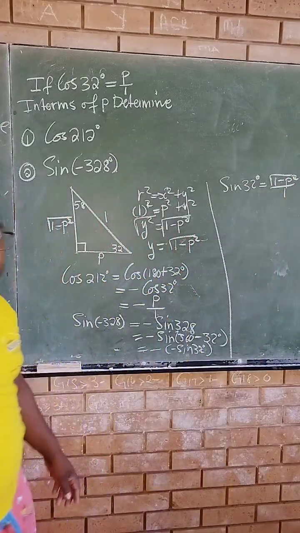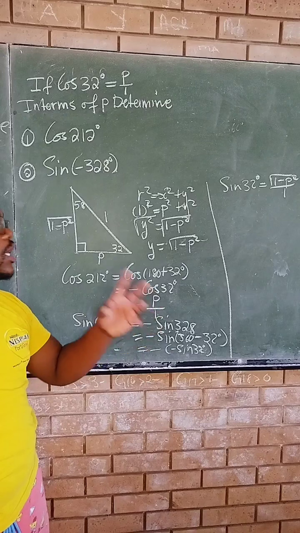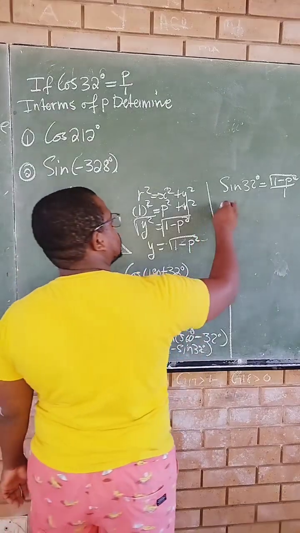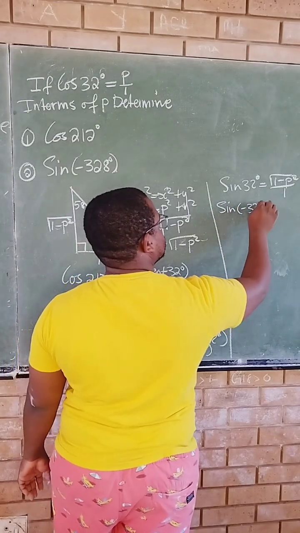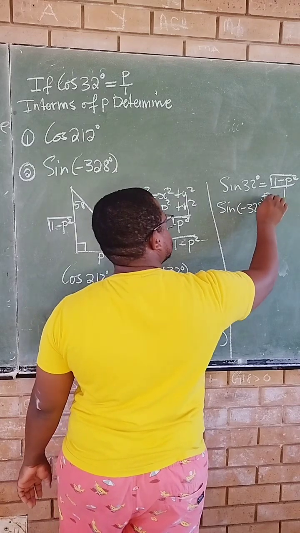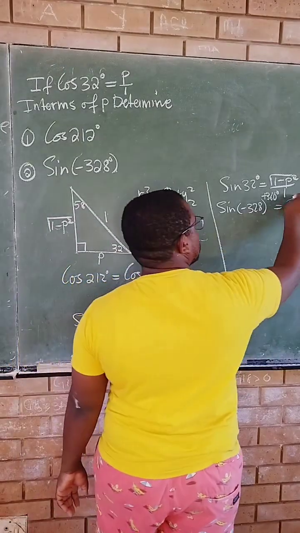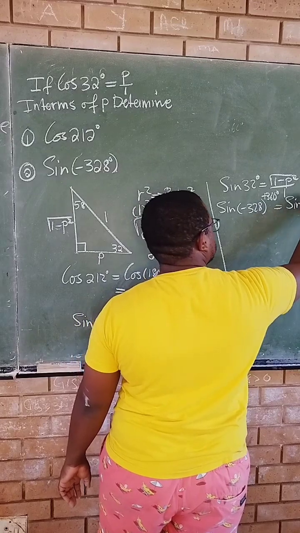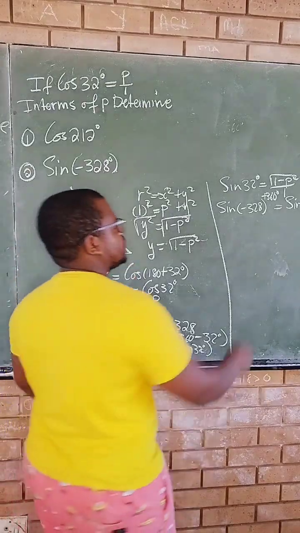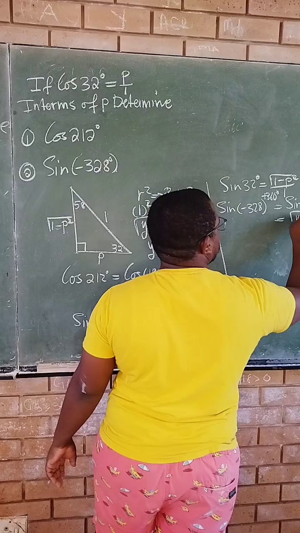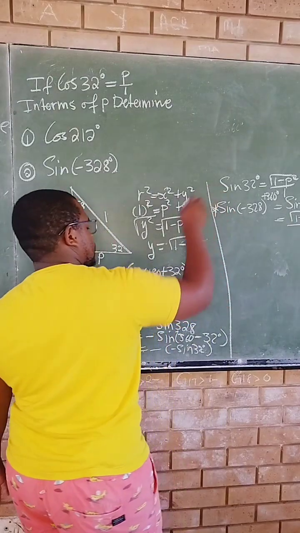Okay, now I'm tempted to do the one I started with correctly. We are going to say sine of negative 328. Then we say plus 360 because it's a negative angle. Hence, this one will give us positive sine of 32. Okay, so sine of 32 is opposite over hypotenuse, which is the root of 1 minus p squared all over 1. So this is the same thing, guys.